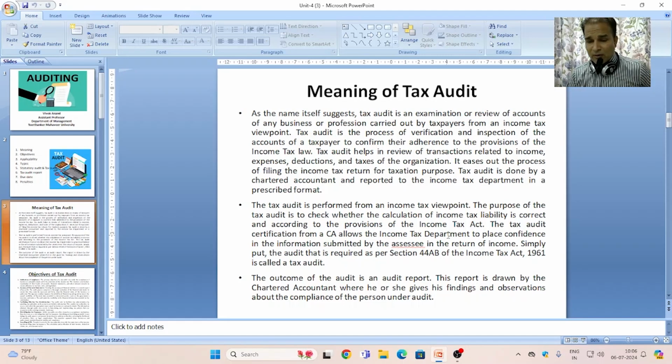The outcome of the tax audit is an audit report. This report is drawn by the CA or tax auditor, where he or she gives his findings and observations about compliance of the person under audit.